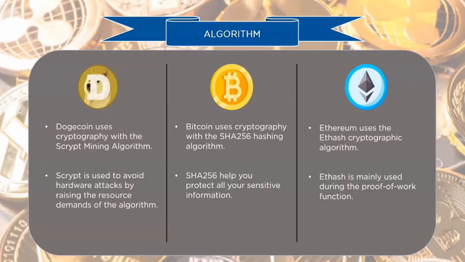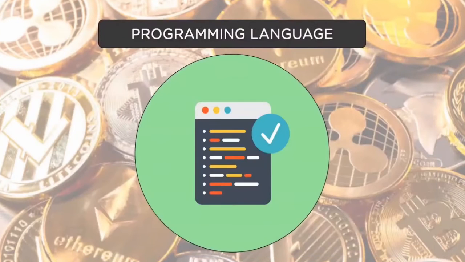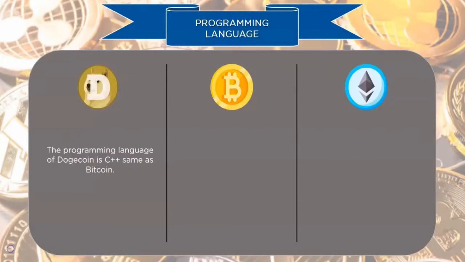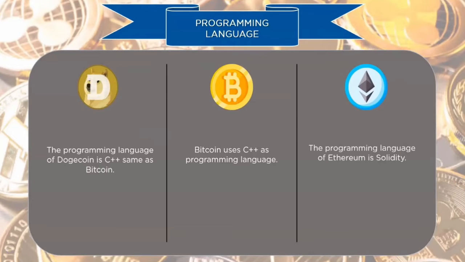Moving on to the following comparison, programming language. Dogecoin is considered to be an altcoin for Bitcoin. Both Dogecoin and Bitcoin use the same programming language, C++. It is a stack-based programming language used to give Bitcoin and Dogecoin software instructions on how to make transactions. On the other side, Ethereum uses Solidity, which is a high-level programming language used by Ethereum for implementing smart contracts.